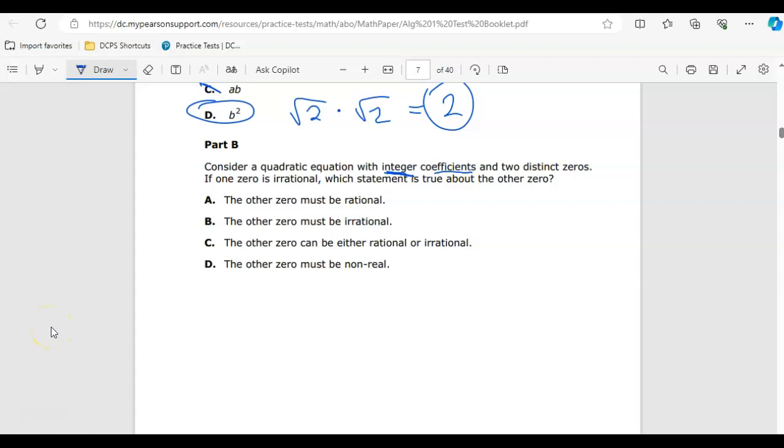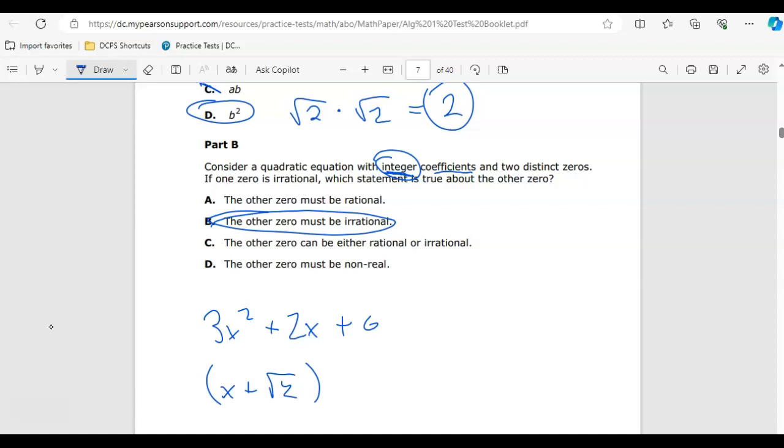So if there's two distinct zeros and one zero is irrational, but they have integer coefficients, meaning it's normal like 3x squared plus 2x plus 6, for example, right? That means that when we factor, we are somehow ending up with an irrational number there. And so that means in order for this to be true, the other zero also has to be irrational.